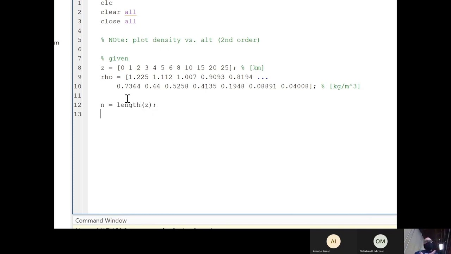All right, we have to know the length of these, or how big this matrix is. I could pick Z or rho, but I just picked Z because it's shorter. Now we're going to build the A matrix. We're not going to do for loops, we're just going to do sums.